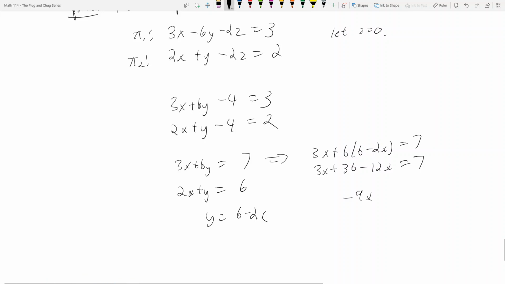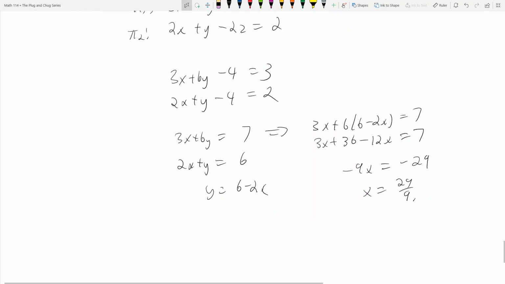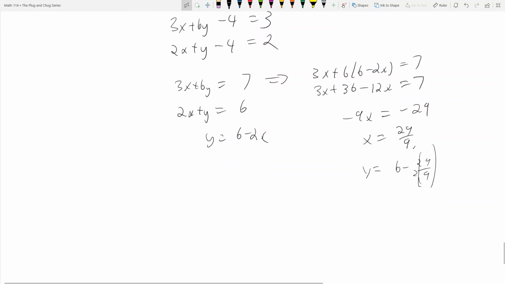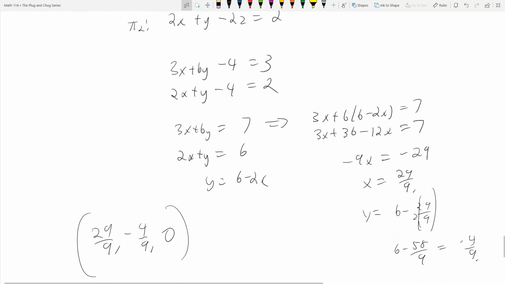You get negative 9x is equal to negative 29, and x is equal to 29 over 9. And so y is going to be equal to, what is this? 6 minus 2 times 29 over 9. That's equal to 6 minus 58 ninths, which is equal to negative 4 ninths. Okay, so we got this point, 29 ninths, negative 4 ninths, and 0. Right, so that's going to be a point of intersection.